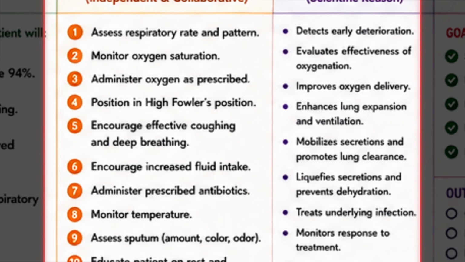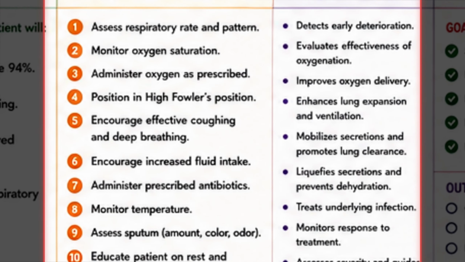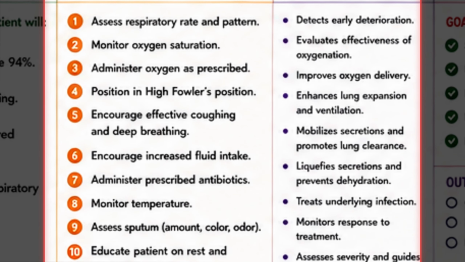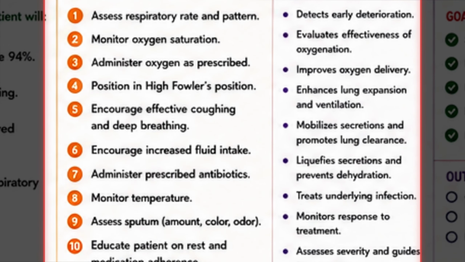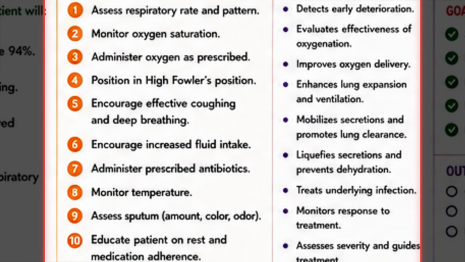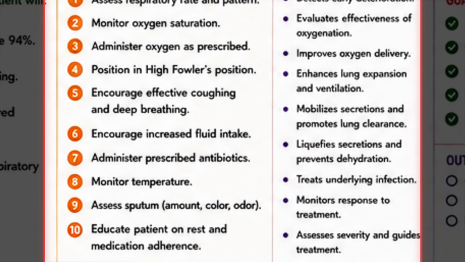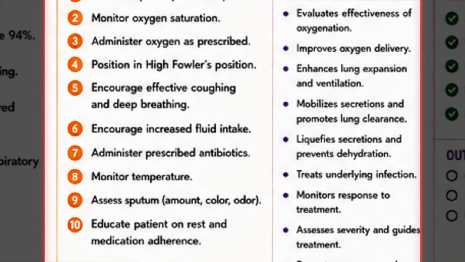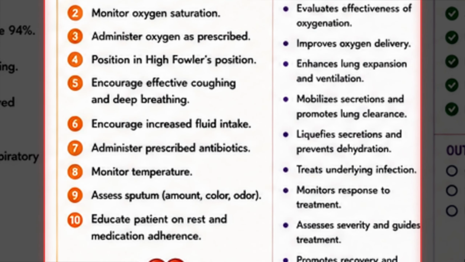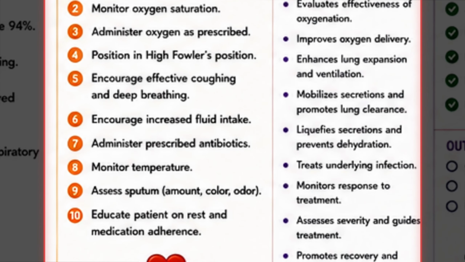Item 5. Encourage effective coughing and deep breathing exercises. Rationale: mobilizes retained bronchial secretions and promotes airway clearance. Item 6. Encourage increased oral fluid intake. Rationale: liquefies thick pulmonary secretions and prevents systemic dehydration.